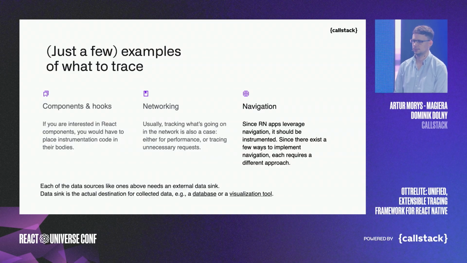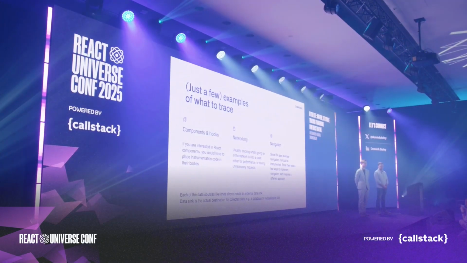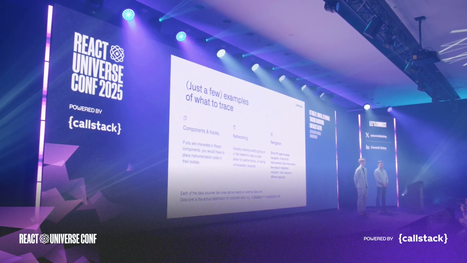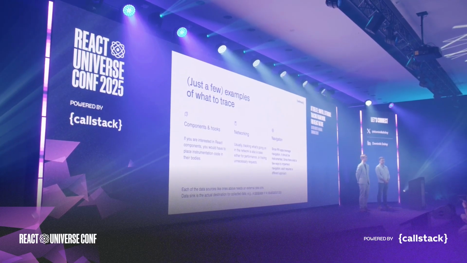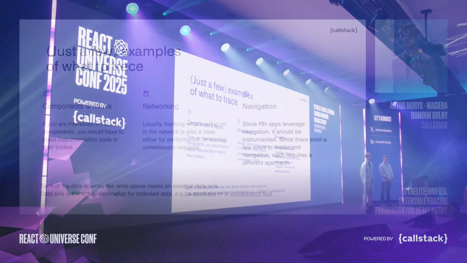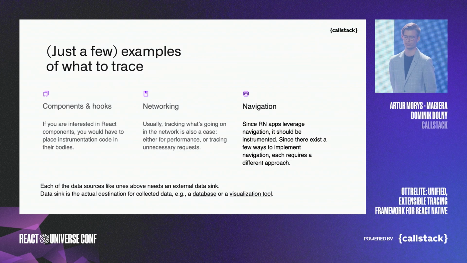Each of the data sources, like ones we mentioned, needs an external sink. The data sink is the actual destination where all the traces, all the collected data will land in. For instance, this could be a database or a visualization tool of our choice. For production, this may be an API client or a telemetry SDK. However, for development, usually profiling APIs are native, implying the need, for instance, for a Turbo module.